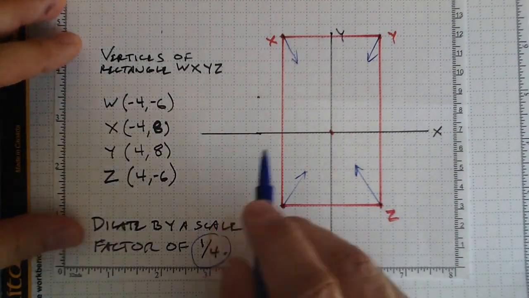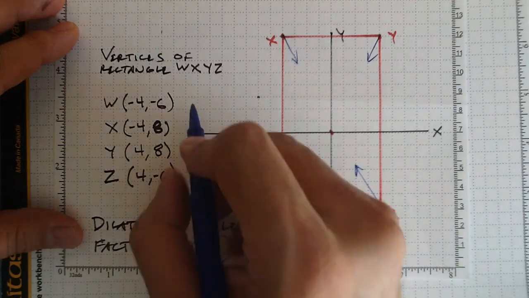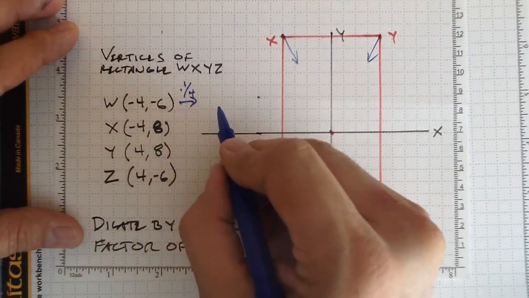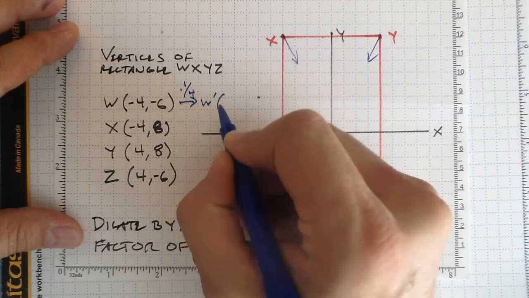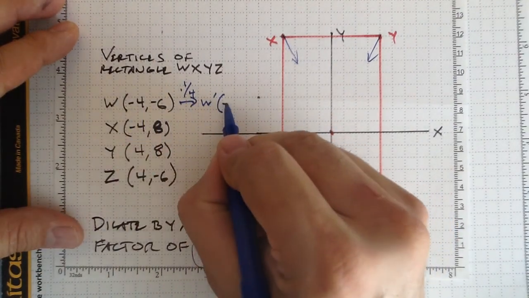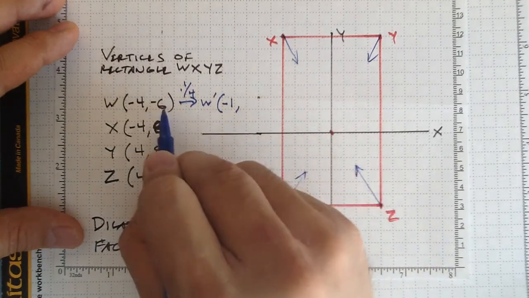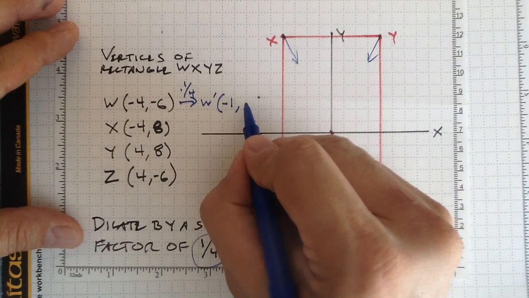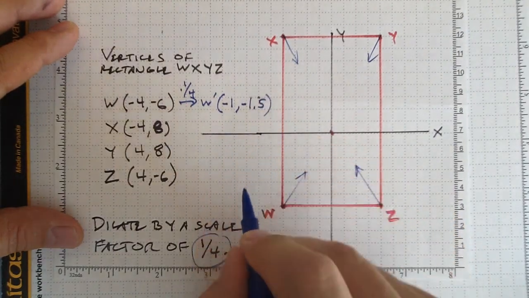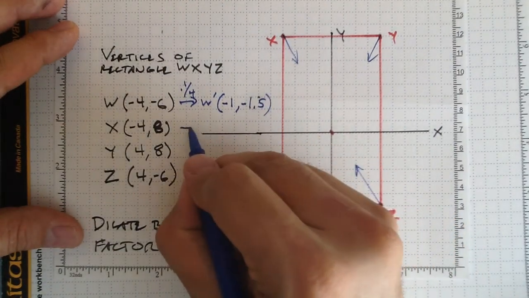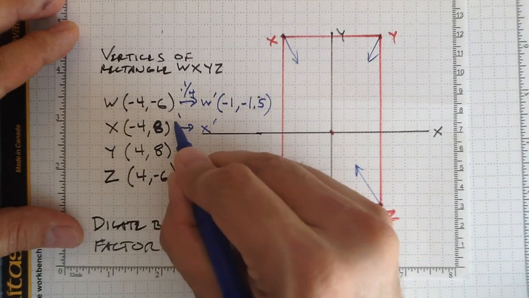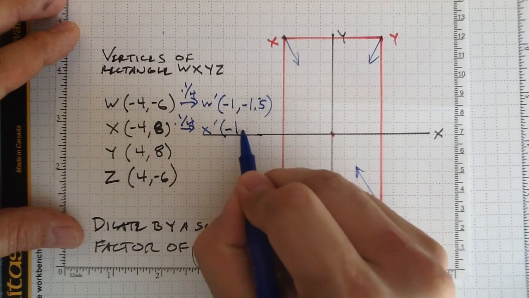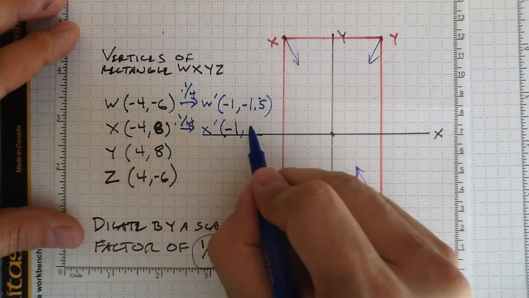Now again though, the easier way to do this is just do it mathematically. What we're going to do is find W prime by multiplying everything here by 1/4. So W prime would be 1/4 of -4, which is -1, and then -6 times 1/4, or another way to think about it, -6 divided by 4 is -1.5. X prime, same thing. We're going to multiply by 1/4. So -4 times 1/4 is -1. 8 times 1/4 would be 2.